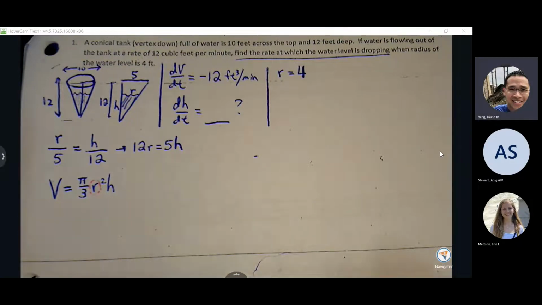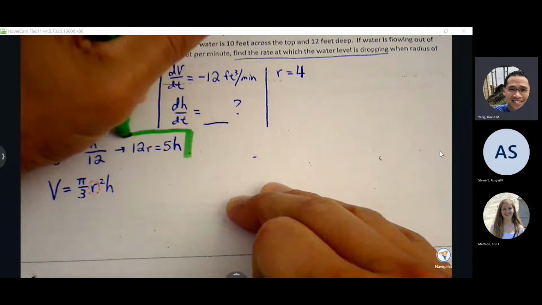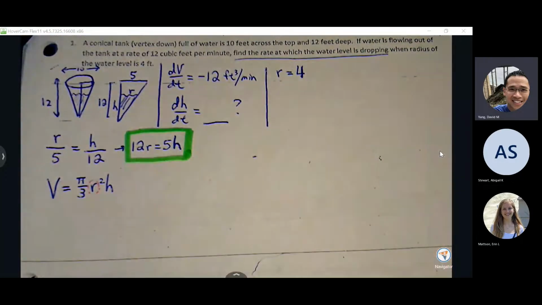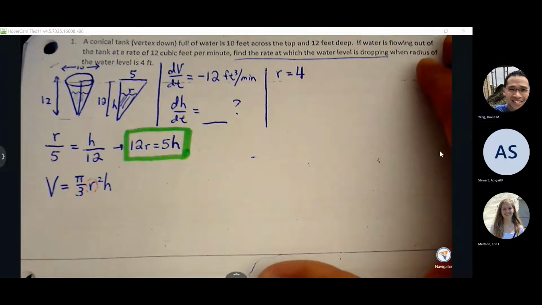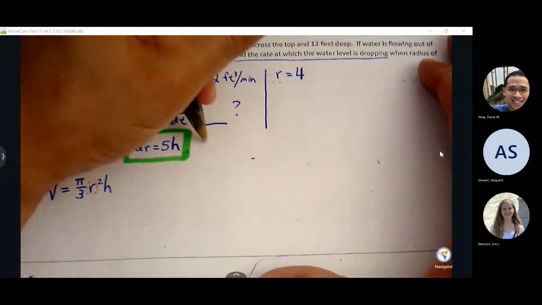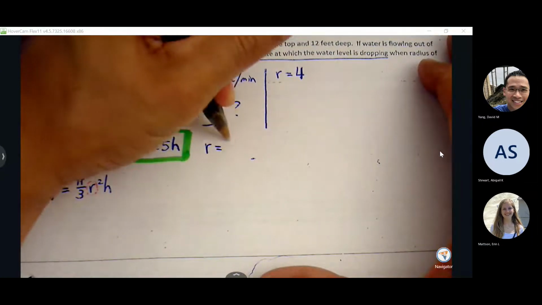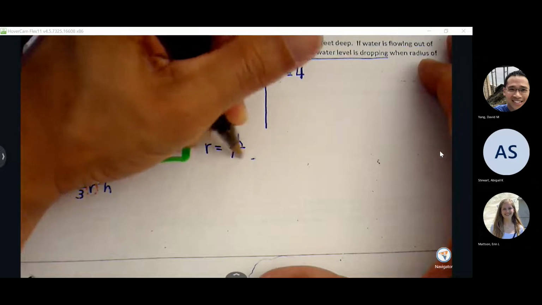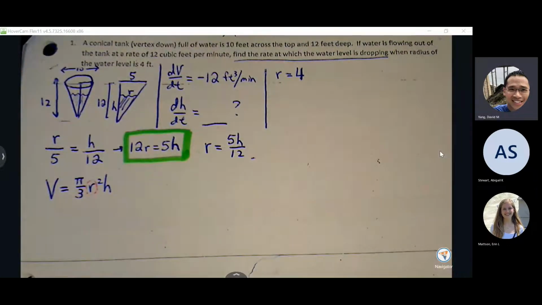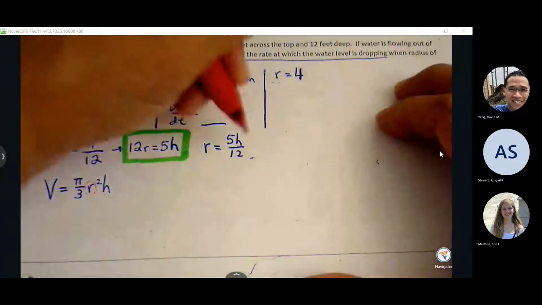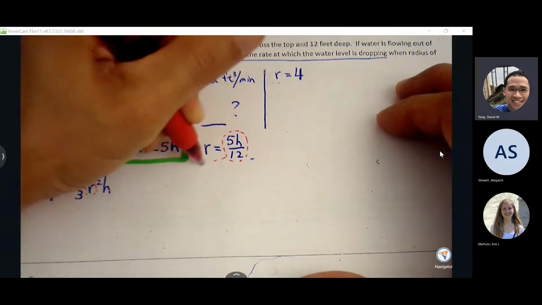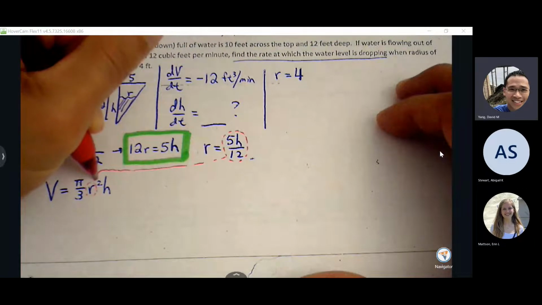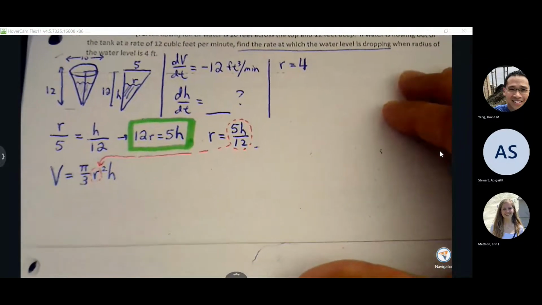put a box around this because this is what we're going to have to come back to later on as well. But it's nice to just understand that it's going to be used in multiple ways later on. r is equal to 5h over 12. Divide both sides by 12. And now I know that this piece can go in nicely for this r here. Okay, any questions so far?